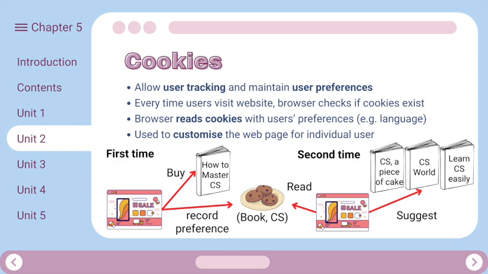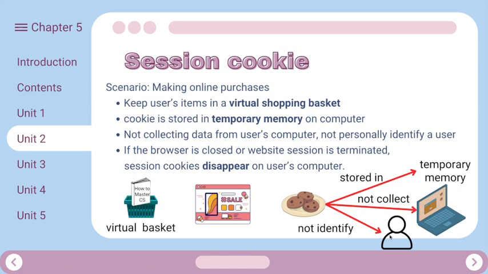Following, we are going deep into cookies. There are two types of cookie. One is session cookie, and the other is persistent cookie. Let's take the scenario of making online purchases for example. If session cookies are used, they will keep users' items in a virtual shopping basket.